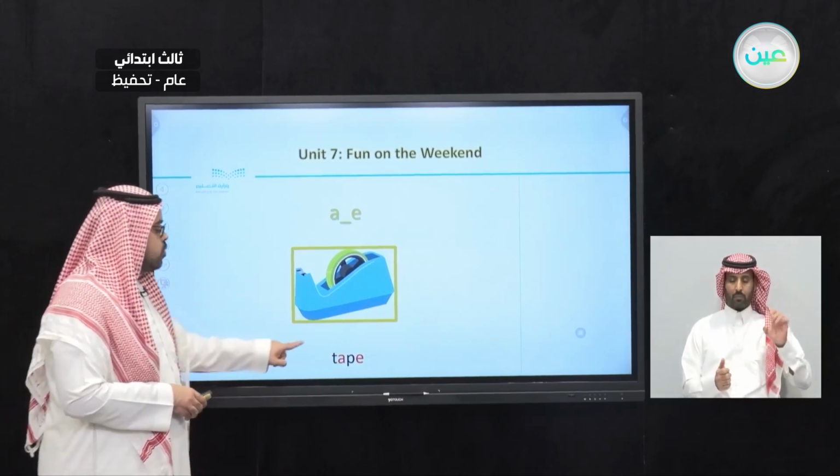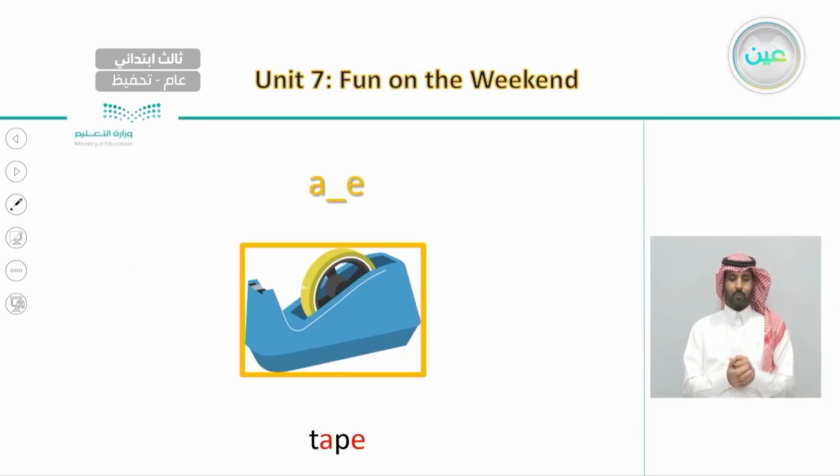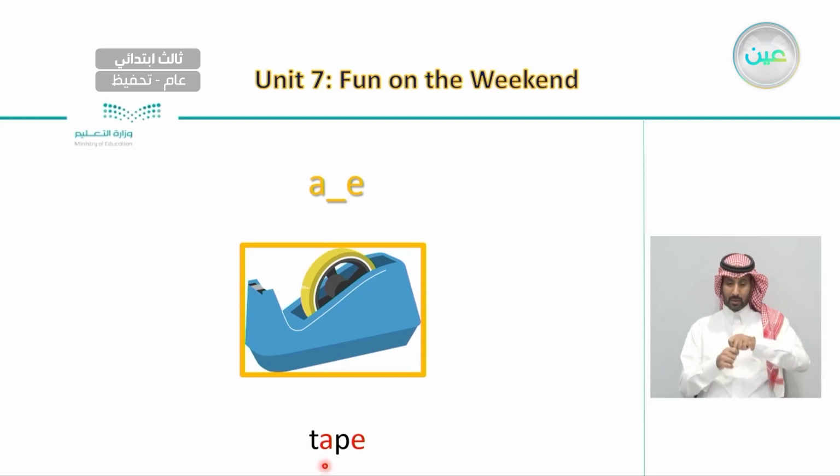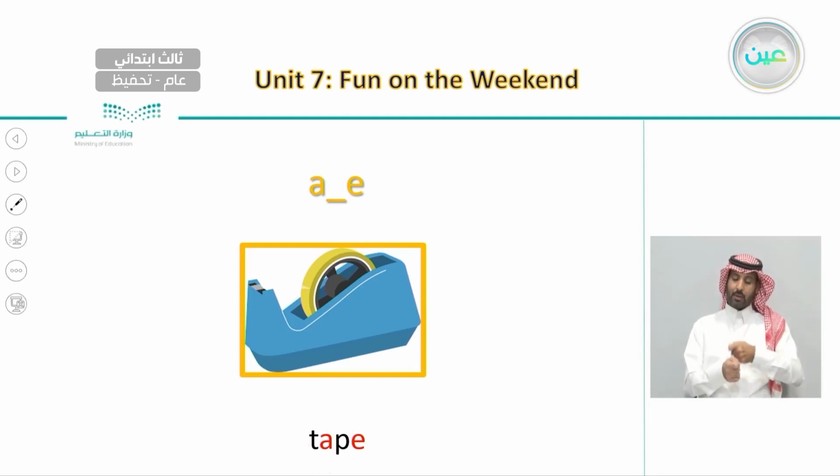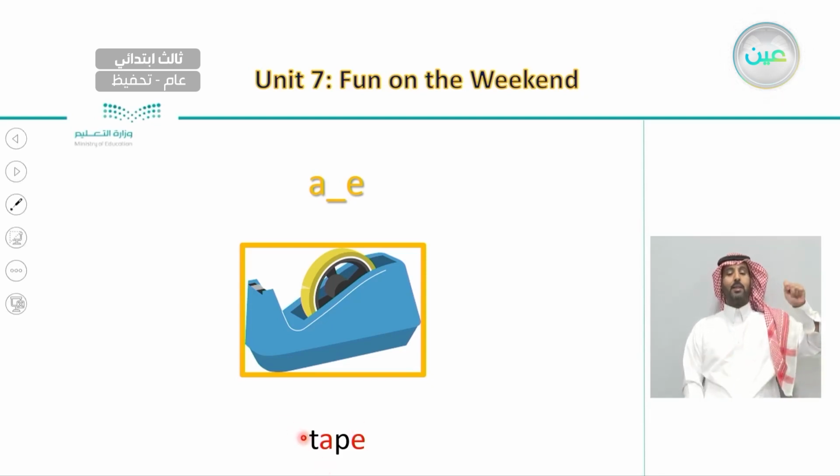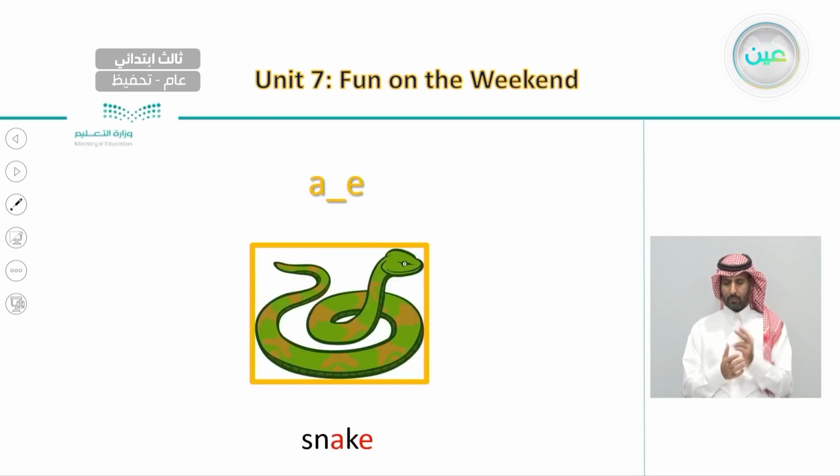So the first word is tape. Tape. Say with me. Tape. So this is how we write the word tape. It has A and E. Tape. Very good. Now let's listen for the second word.